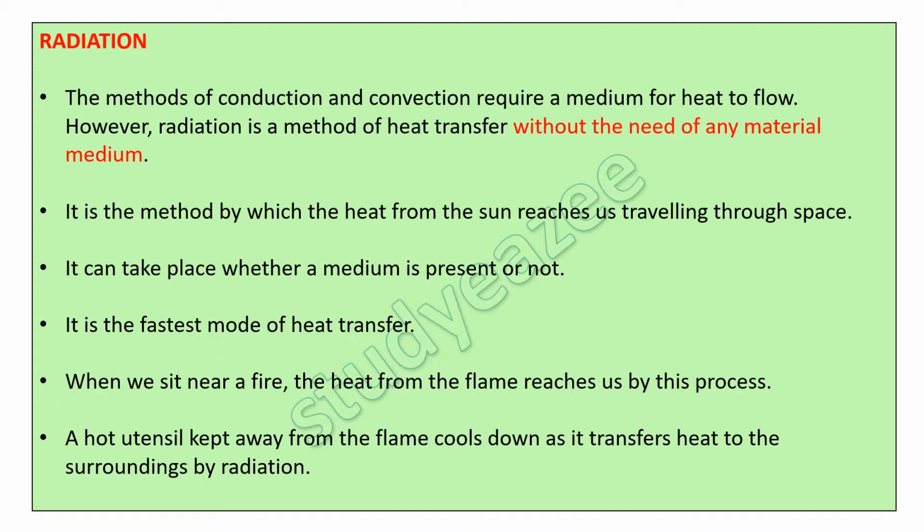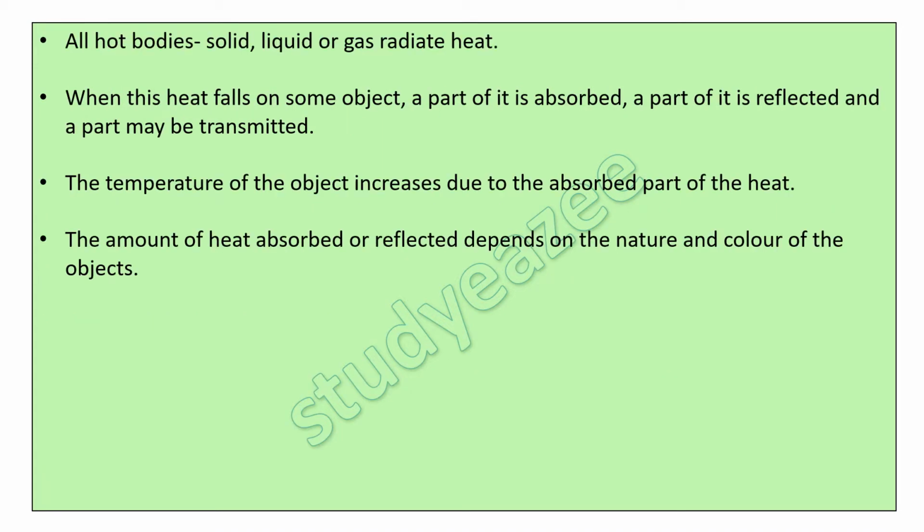When we sit near a fire, the heat from the flame reaches us by this process. A hot utensil kept away from the flame cools down as it transfers heat to the surroundings by radiation. All hot bodies, whether solid, liquid or gas, radiate heat. When this heat falls on some object, a part of it is absorbed, a part of it is reflected, and a part may be transmitted. The temperature of the object increases due to the absorbed part of the heat. The amount of heat absorbed or reflected depends on the nature and color of the objects.